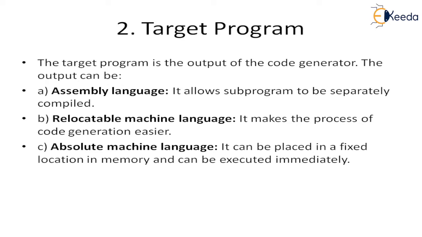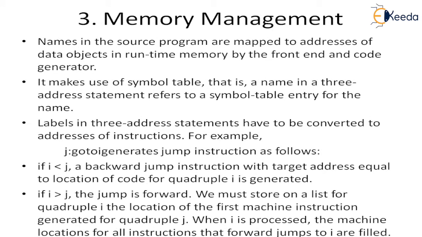Second one is the target program. The target program is nothing but the output of the code generator, and that output is in assembly language, relocatable machine language, or absolute machine language. When it is represented as an assembly language, it allows the subprograms to be compiled separately. When the target program is in relocatable machine language, it makes the process of code generation easier. And when that representation is in absolute machine language, it can be placed in a fixed location in the memory and can be executed immediately.